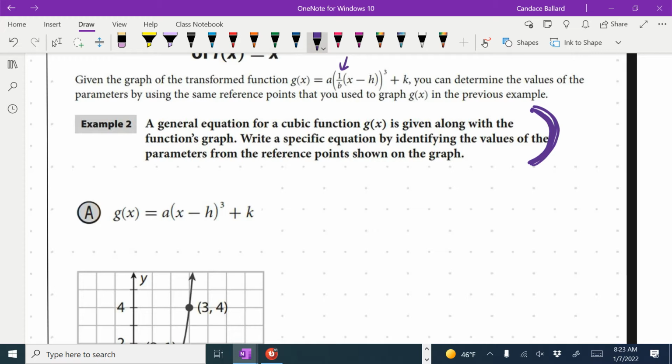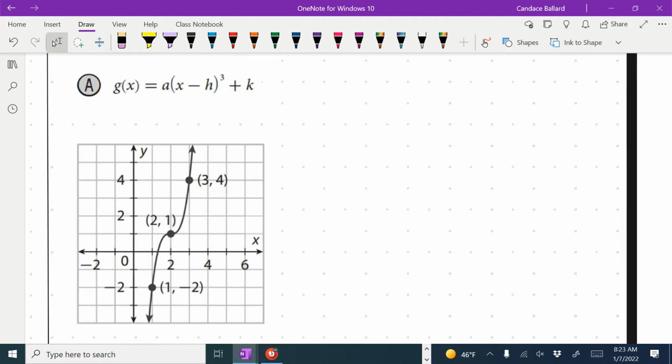Okay, so they're saying, hey, we have a general equation for the cubic. We're supposed to basically figure out what the equation of that particular function is that they gave us. So let's fill in as much as we know, and then we'll show you how to get the a. We have done this process before. We did do this with quadratics. It was like the advanced piece of quadratics.